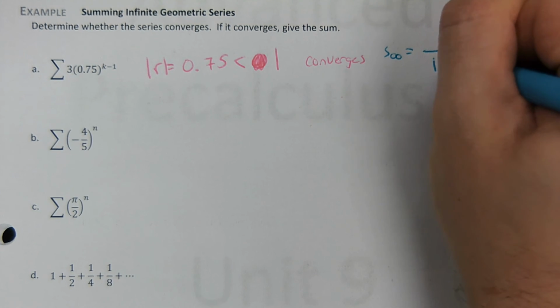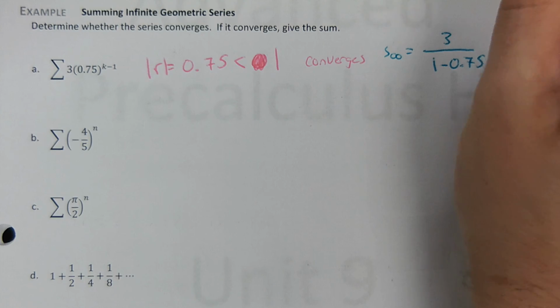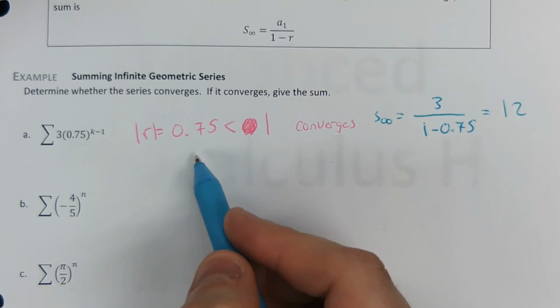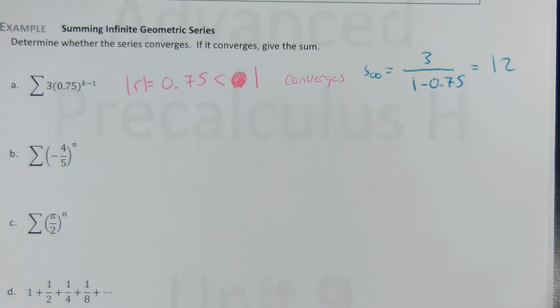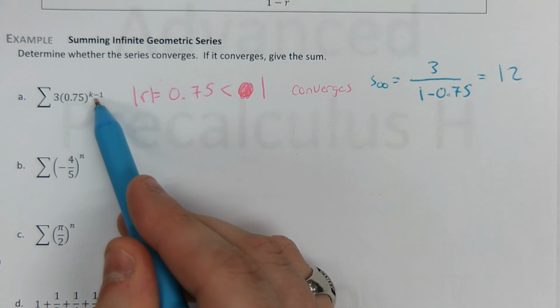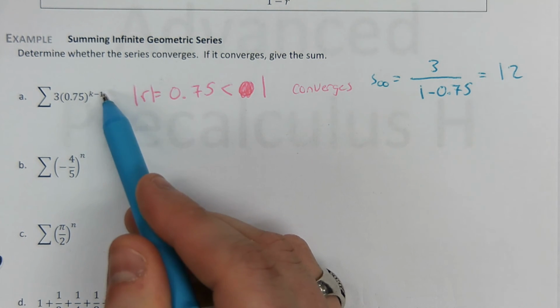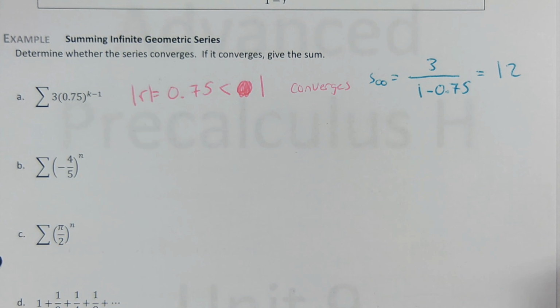And 1 minus 0.75, it's 1 minus r. I'm just filling out the 1 minus r formula. How'd you get 3? Because I plugged in 1 right here to find the first term. This is a sub 1. So you get 0.75 to the 0, which is 1, times 3. Oh, okay. So this would sum to the number 12. Ta-da! Pretty neat too, huh?